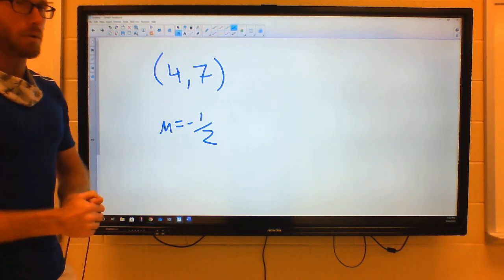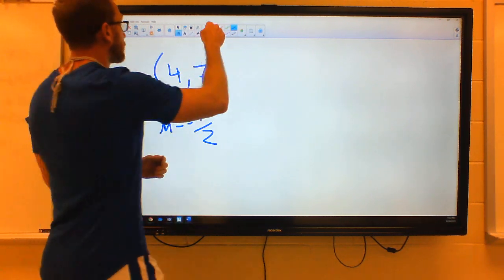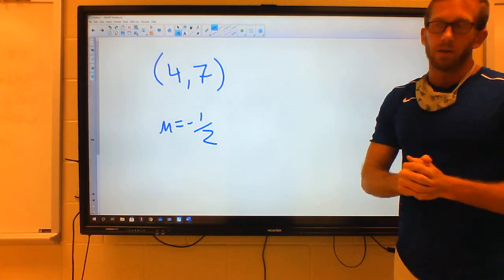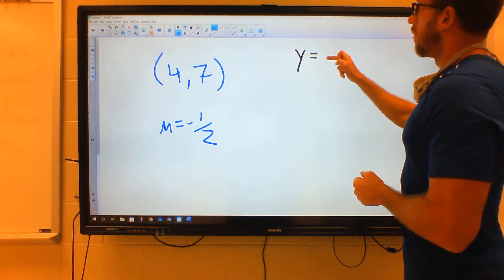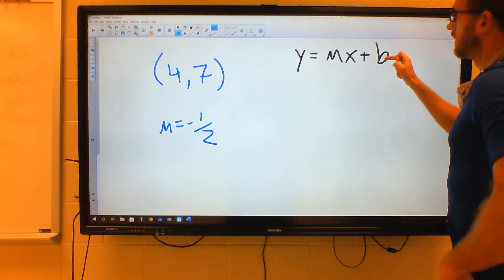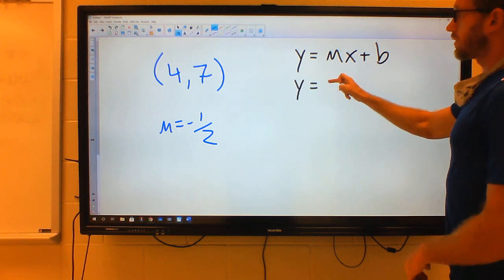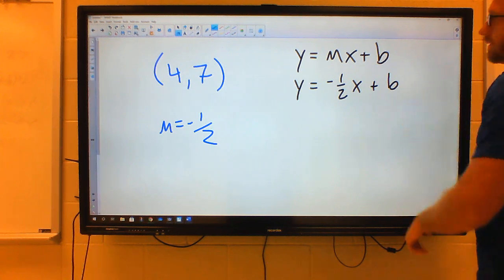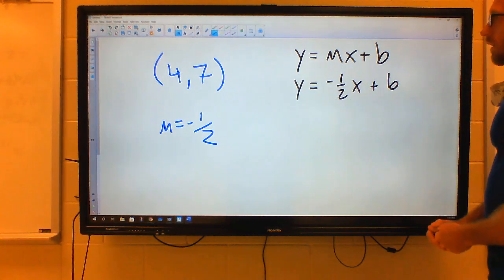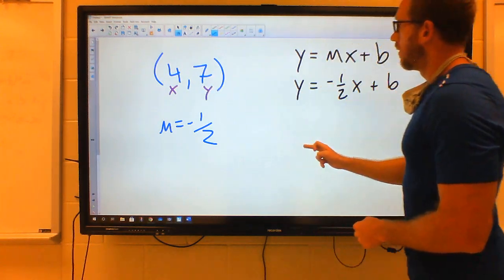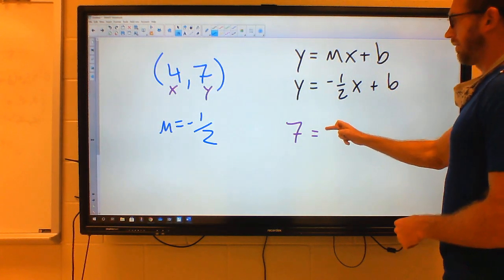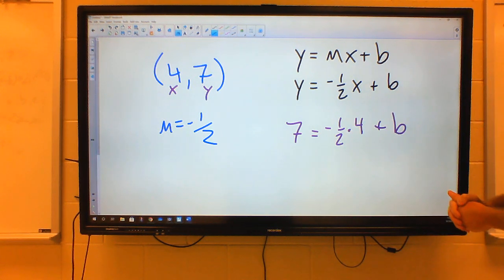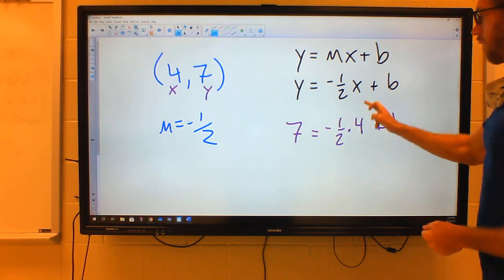Now it just becomes a problem of, we know our point, we know our slope, go ahead and write the equation. And so far, all you know is the slope-intercept form, so we're going to work with that. y equals mx plus b. y equals our slope, negative 1/2, x plus b. We are looking for the b value, okay? We know an x, we know a y. We're going to plug that in for x and y. Notice I plugged in 7 for y, 4 for x.